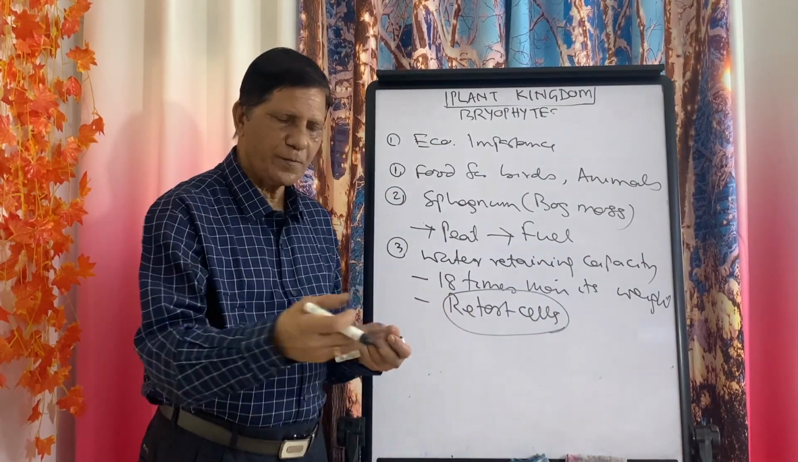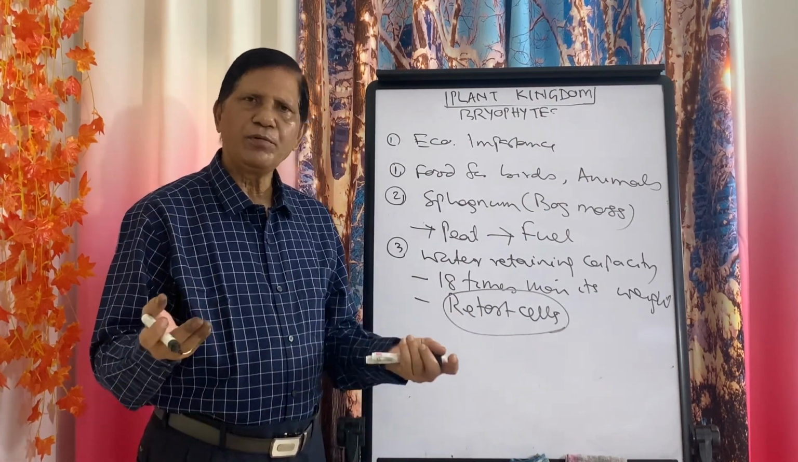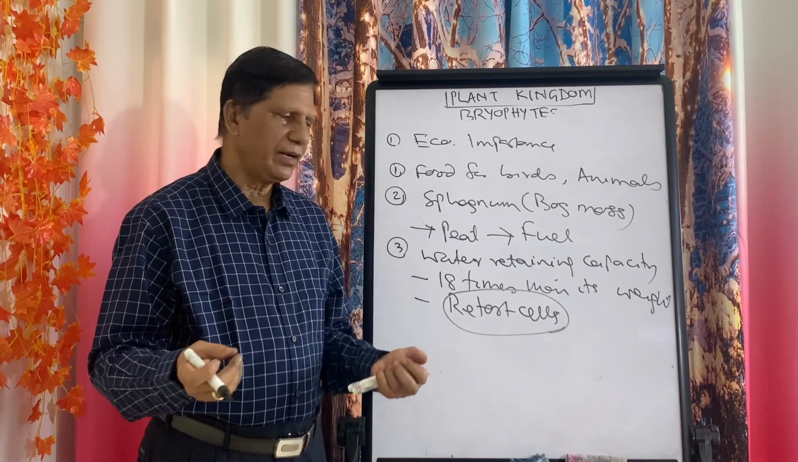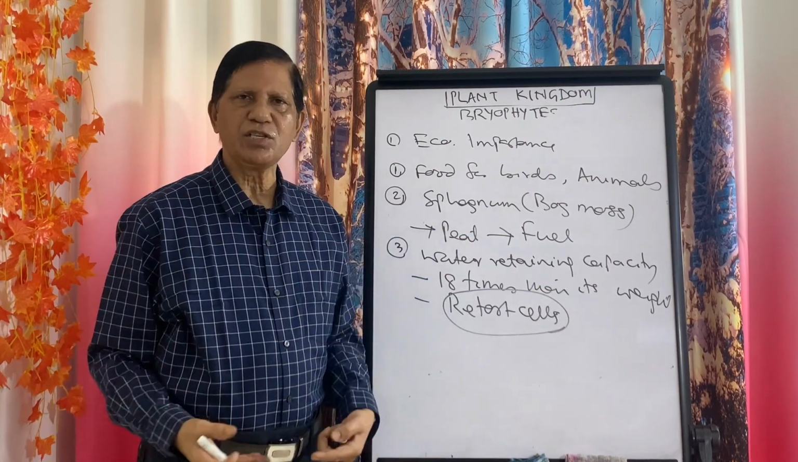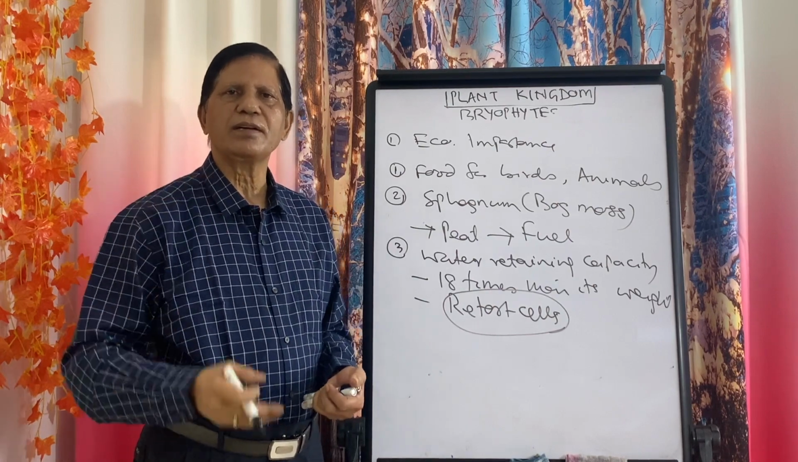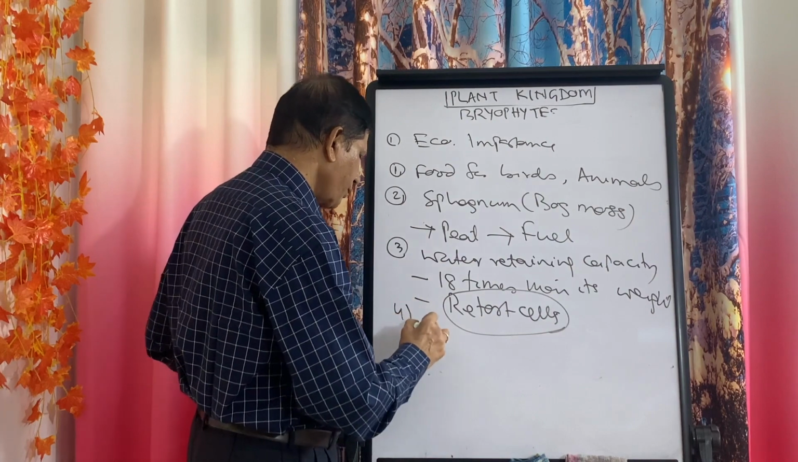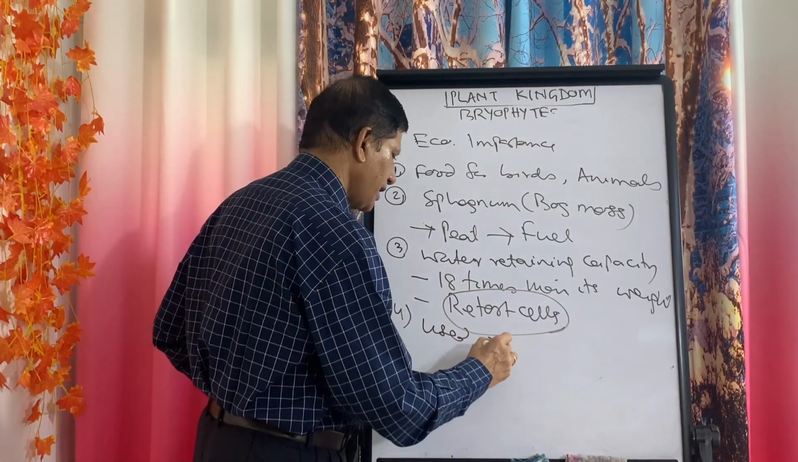Because when the seeds of different types of flowers are sown, every day you don't have to give water. Simply you put sphagnum on the surface of the soil, and once you give water, you may have to give again only after 1 week, because it has the moisture retaining capacity. So it is used in nursery.